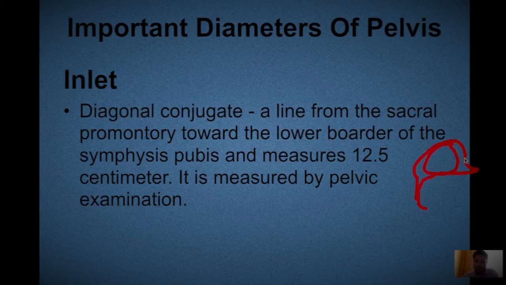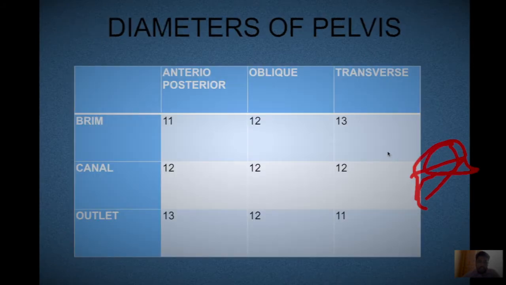The diagonal conjugate is a line from the sacral promontory to the pubic symphysis, but not the upper border. It is to the lower border. This is generally called the true conjugate, and this is called the diagonal conjugate. The true conjugate measures around 11 centimeters, and the diagonal conjugate measures around 12.5 centimeters. So we have generally 11 diameters that are very important. The first are these 9 diameters, and the second are the true conjugate and diagonal conjugate.